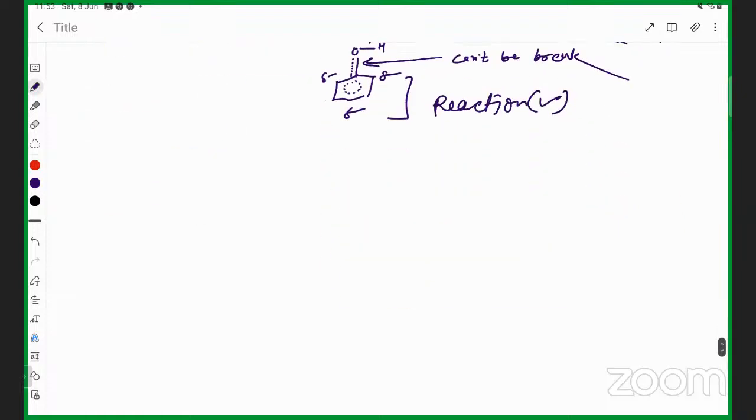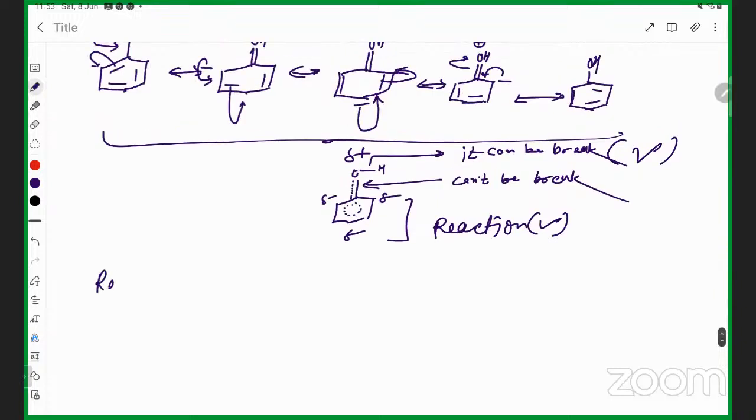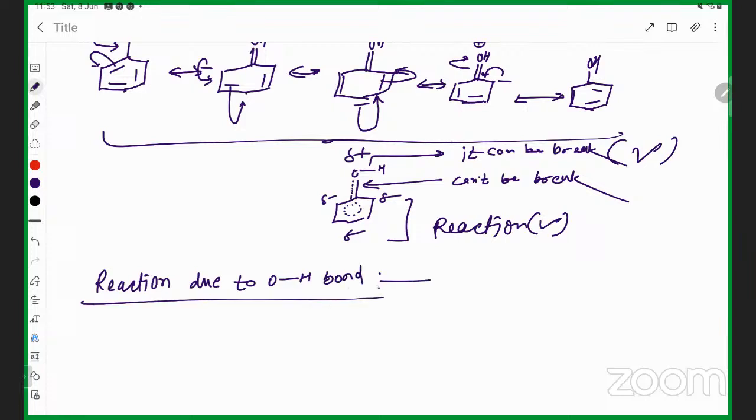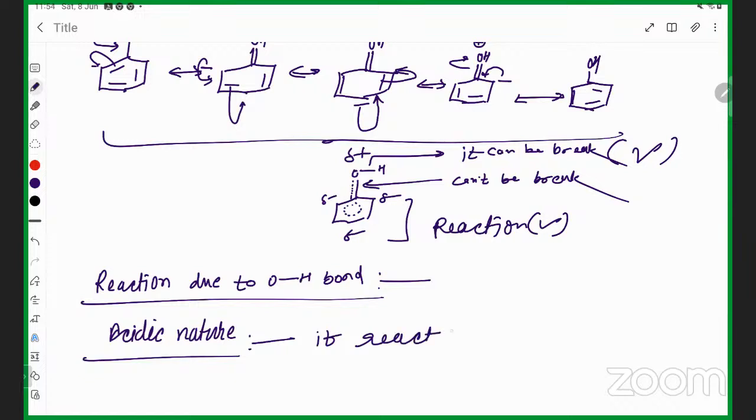So we are going to study the first one: reaction due to OH bond. This reaction we are going to study. Reaction due to OH bond. First one, acidic nature. It reacts with metal to release hydrogen gas.